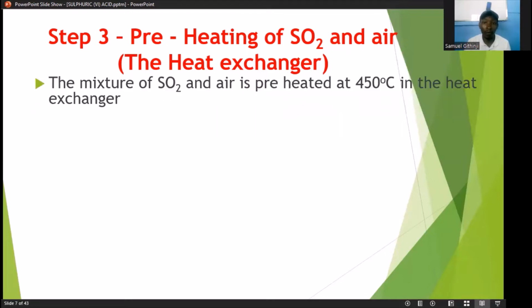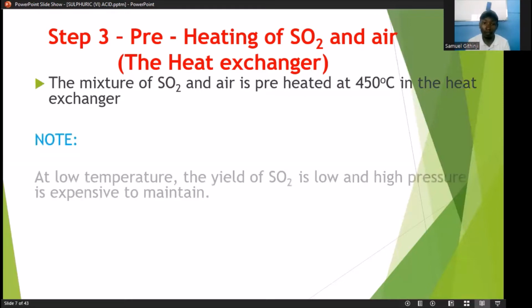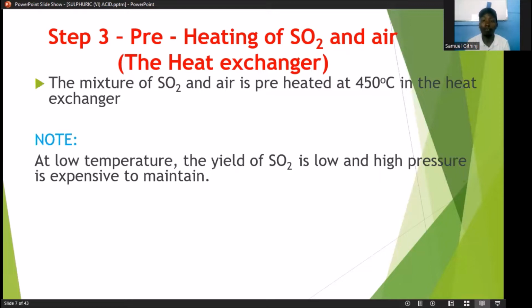The temperature we apply there is 450 degrees Celsius. You note that at a very low temperature, there will be very minimal yield of sulfur 4 oxide, so we need to work at a bit higher temperature. At the same time, high pressure will be too expensive to maintain, even though those are the conditions that will favor higher production of sulfur 4 oxide.